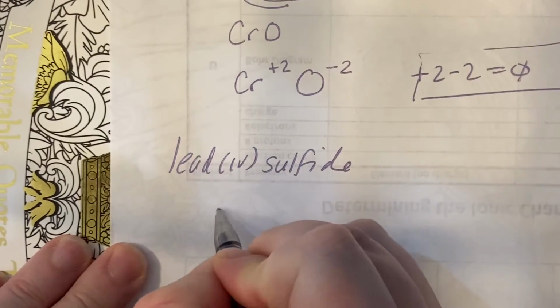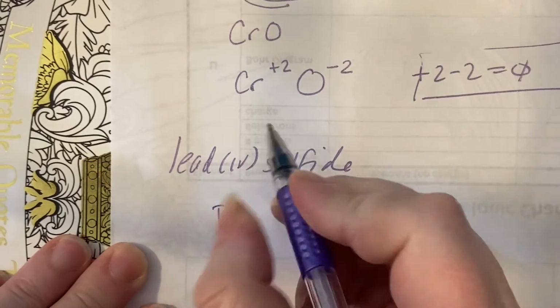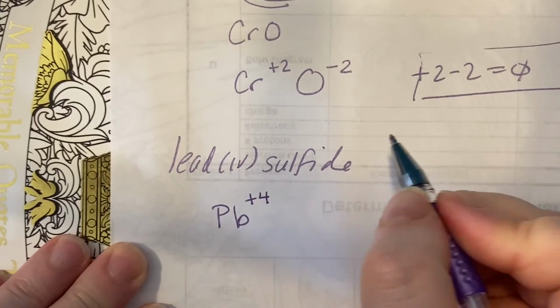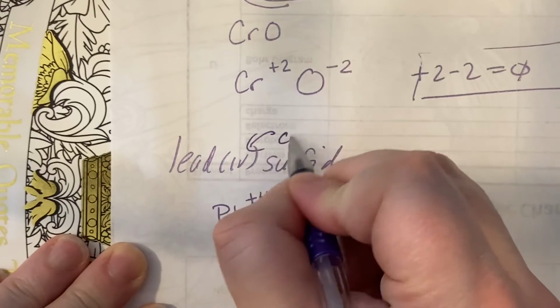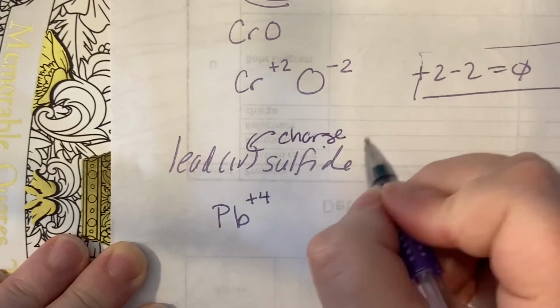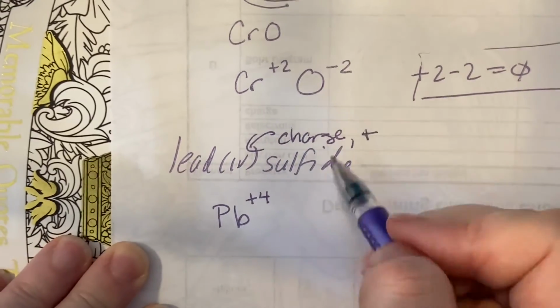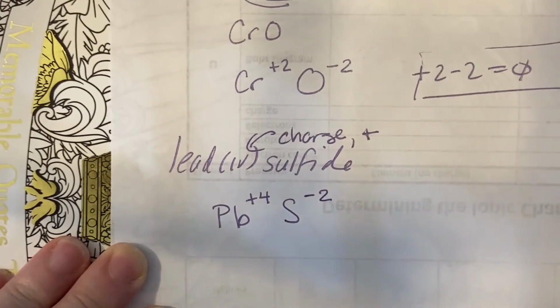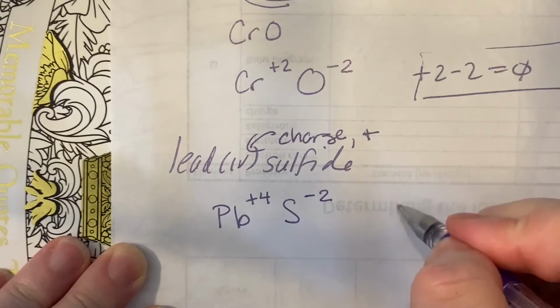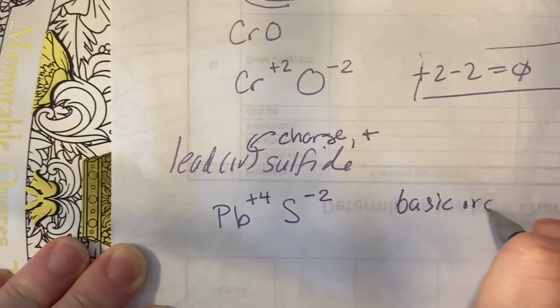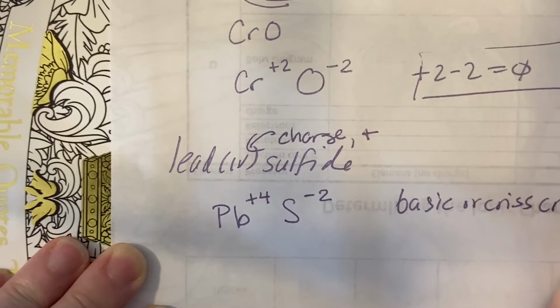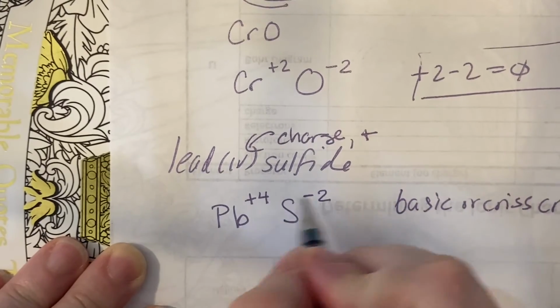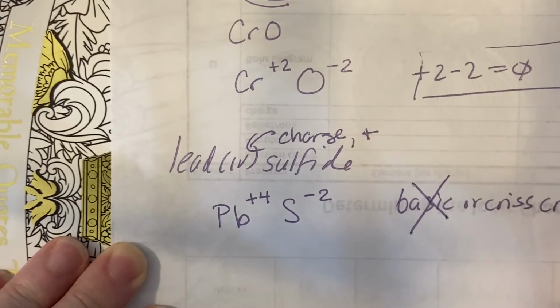Okay, lead is Pb. 4, again, is for the charge, not the number of atoms. Remember, the Roman numerals are always the charge, and they're always positive. Sulfide is sulfur. He's in group 16, so he's a -2. Is this a basic or a crisscross? My absolute values are different, so it can't be basic.